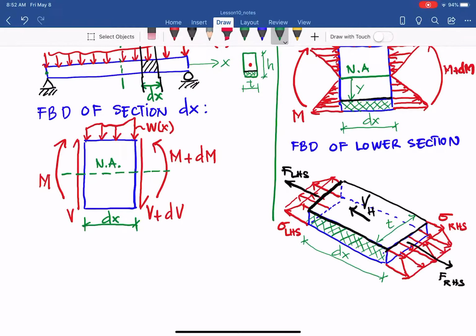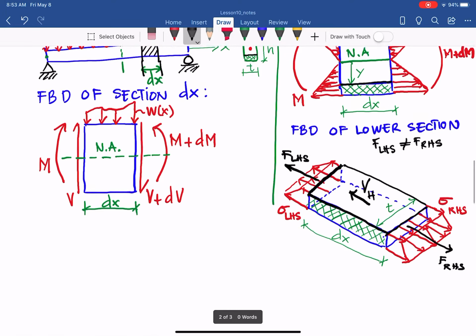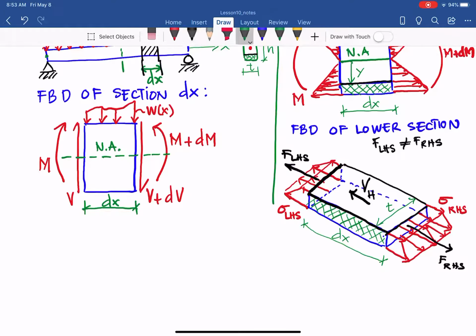So keep in mind, the force in the left hand side is not the same as the force in the right hand side. They are not the same. Why? Because the moment on the left hand side is M, on the right hand side M plus dM, and assume they have the same cross section. So from that, as you can see, if I sum up the force in x direction equal to 0.